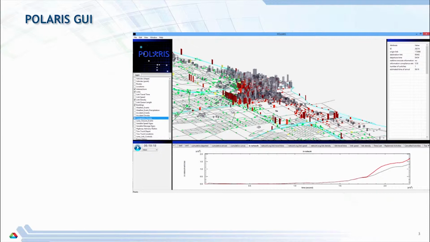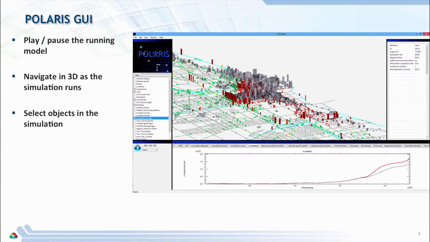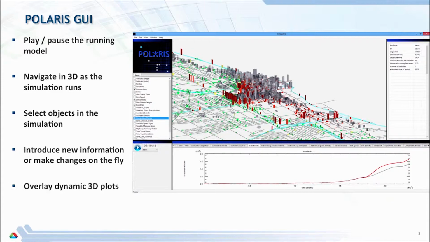The running simulation may be paused at any time to survey the prevailing conditions. Individual objects may be selected and inspected. The GUI allows the modeler to introduce new information or make changes to the model on the fly. The modeler may overlay an array of dynamic 3D plots which highlight critical measures of effectiveness. Finally, the modeler may even record videos to present results or keep a visual record.